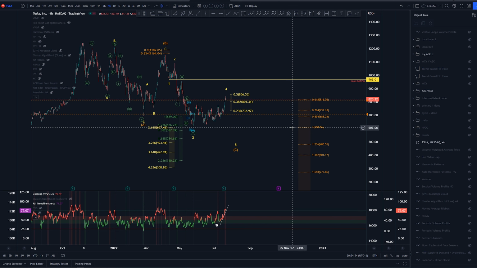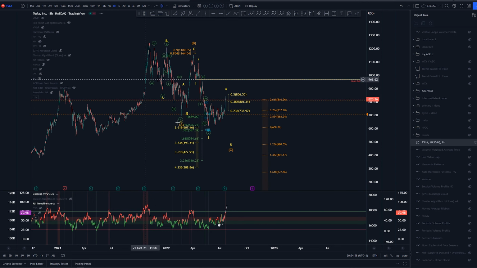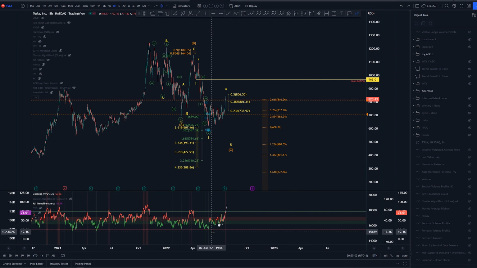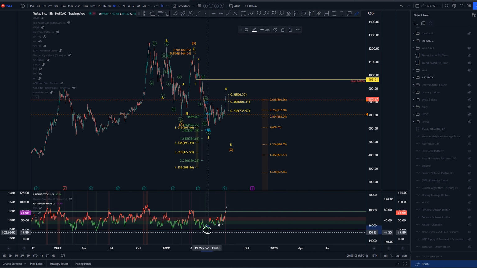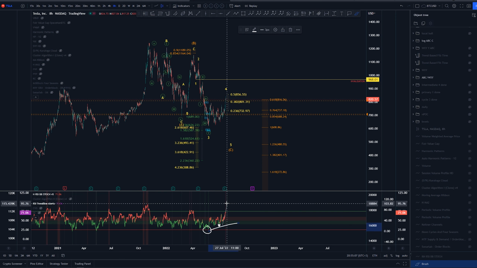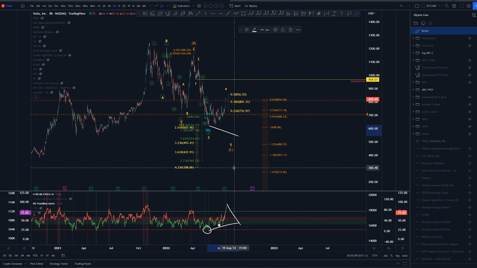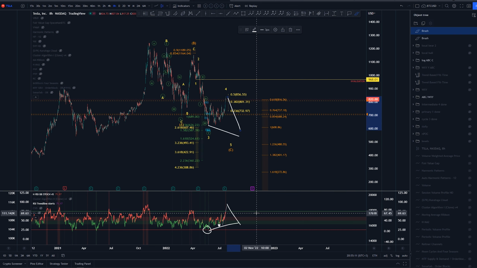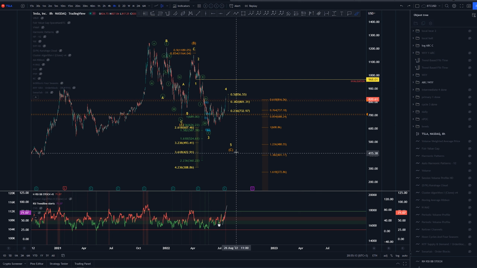Otherwise, this is still looking pretty okay, and we could be looking at higher time frames and looking for that divergence between the third around here and the fifth that would come. So something like this in RSI and something like this in price. We'll see how it turns out though.